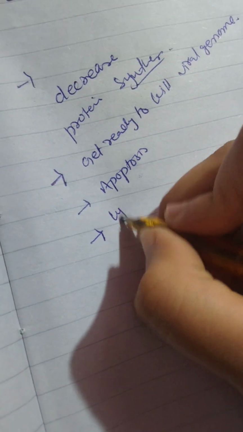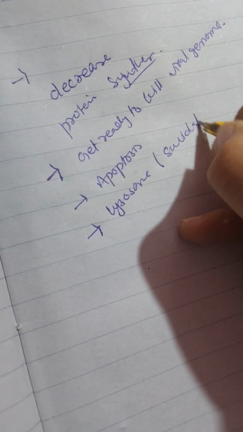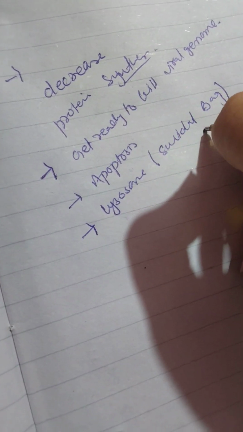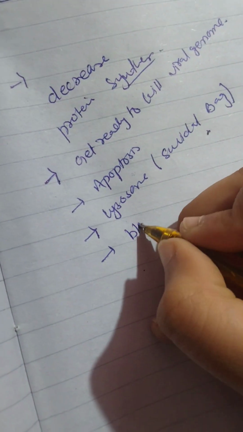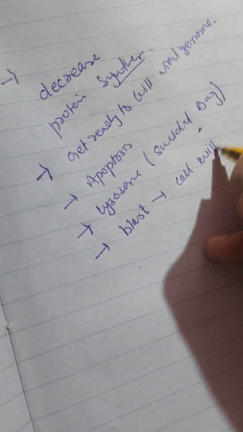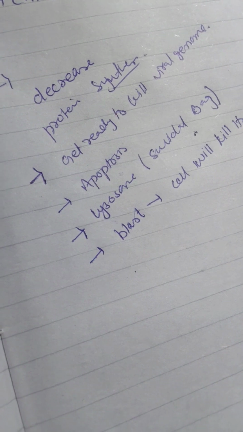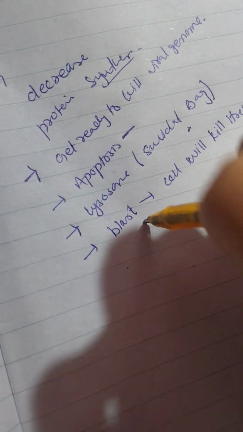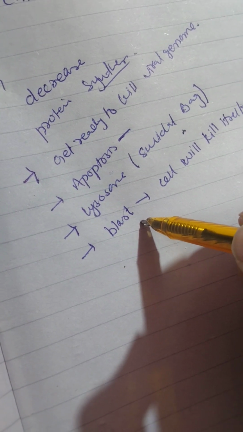Actually, these cells have lysosomes. They already have a suicidal bag inside their body. The suicidal bag has hydrolytic enzymes which will blast, and the cell will kill itself by the process of apoptosis. Basically the lysosome will blast and the cell will be killed.